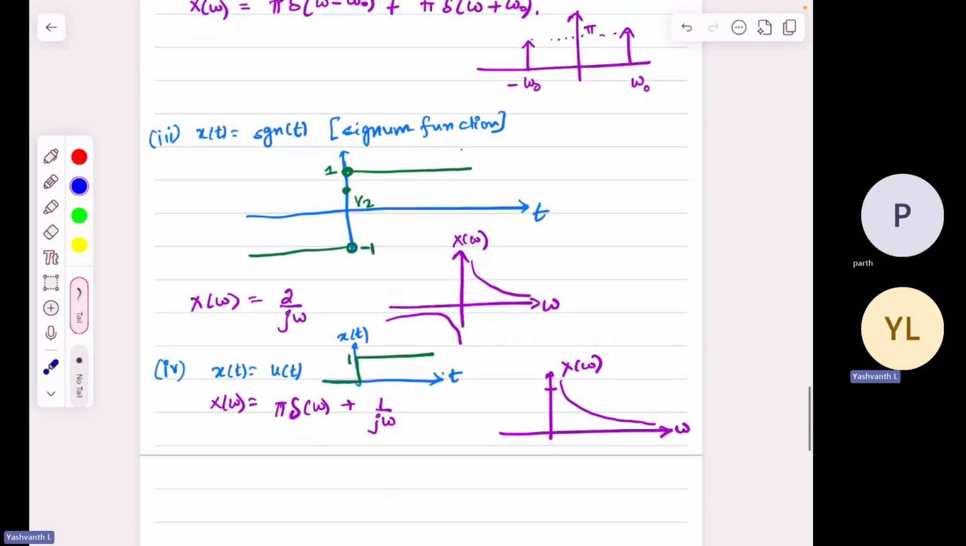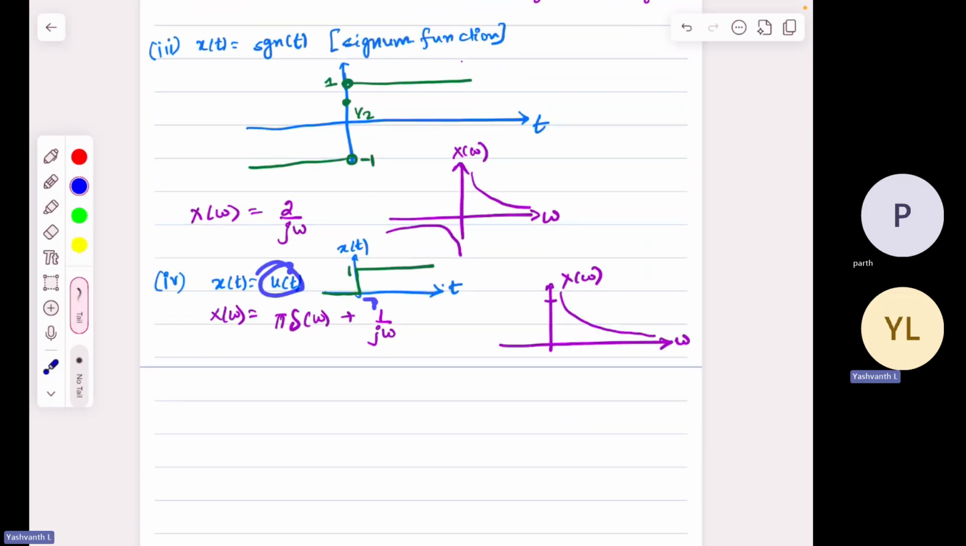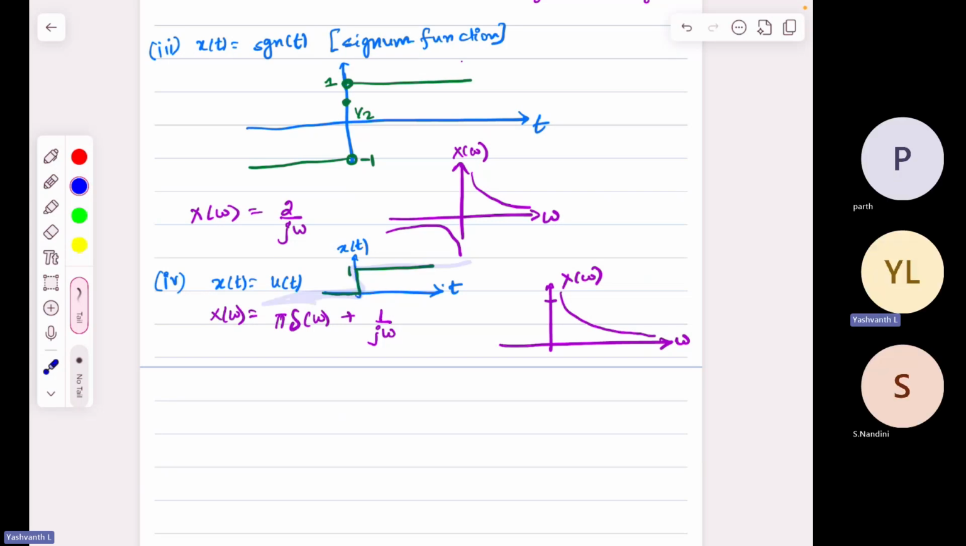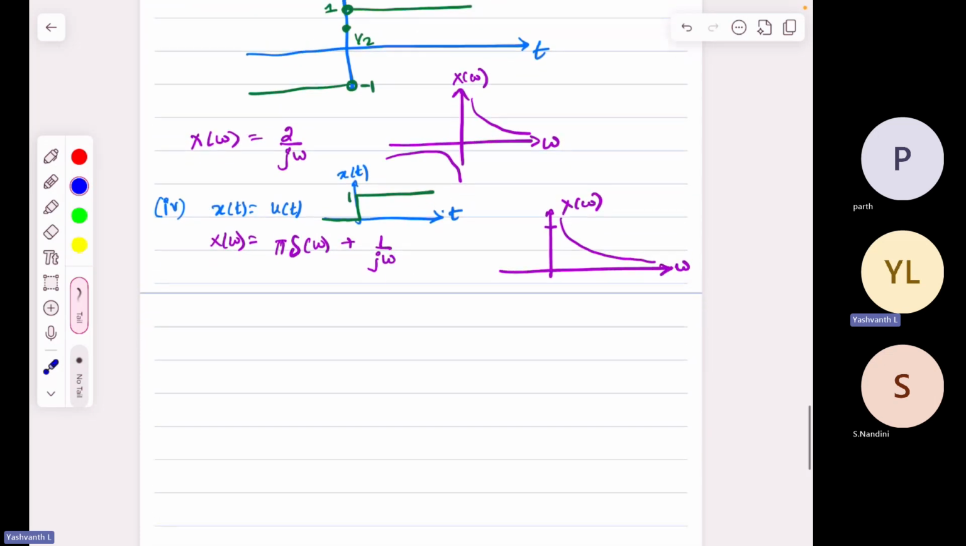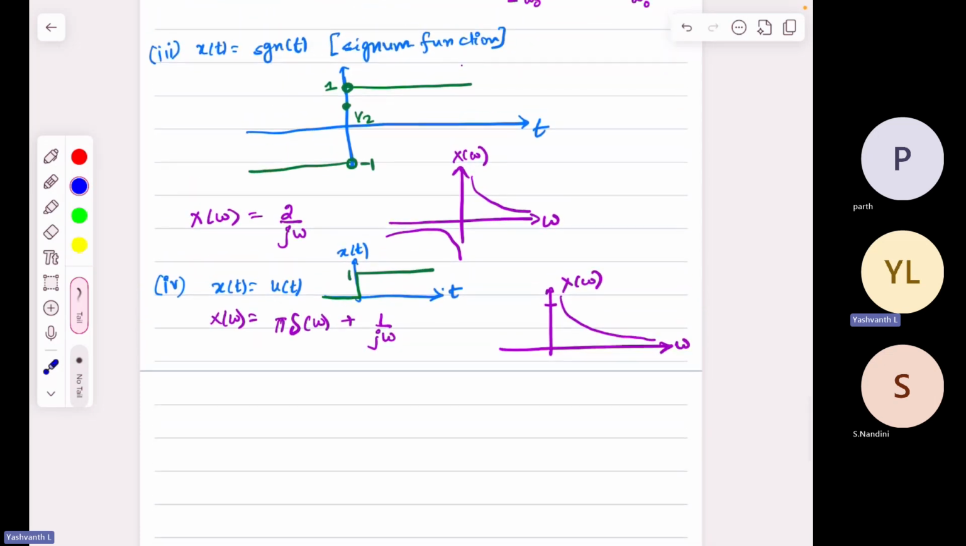And finally, you have x of t equal to u of t, the unit step function. That is, for the negative t axis you have 0, and for the positive t axis you have plus 1. If you compute the Fourier transform of a unit step function, it comes out to be X of omega equal to pi times delta of omega plus 1 by j omega. Okay, fine. So this is basically a very quick summary of this week's lecture.